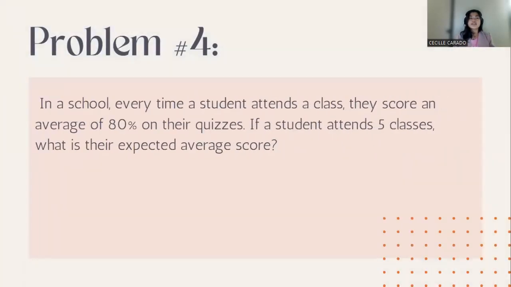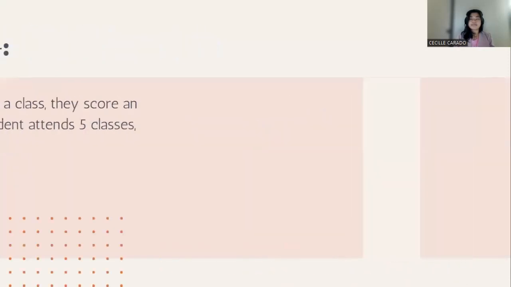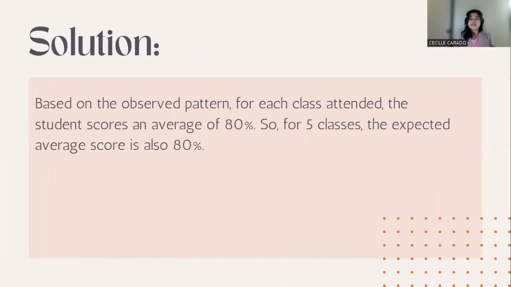Problem number 4: in a school, every time a student attends a class, they score an average of 80% on their quizzes. If a student attends 5 classes, what is their expected average score? Based on the observed pattern, for each class attended, the student scores an average of 80%. So for 5 classes, the expected average score is also 80%.